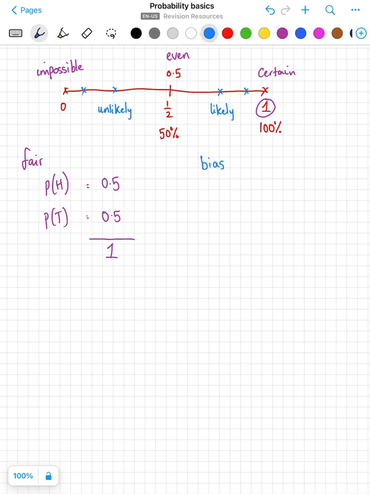Now let's say we have a biased coin. So that means bias means it is not fair. And let's say in this case the probability of flipping a heads is 0.2. So what must be the probability of flipping a tails? Well, they have to add to 1, so 1 minus 0.2 is 0.8.